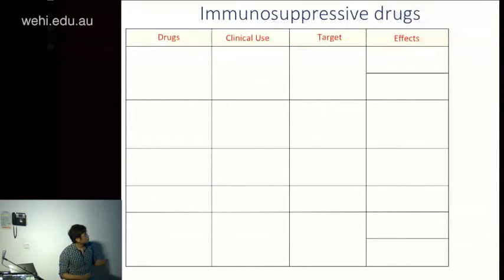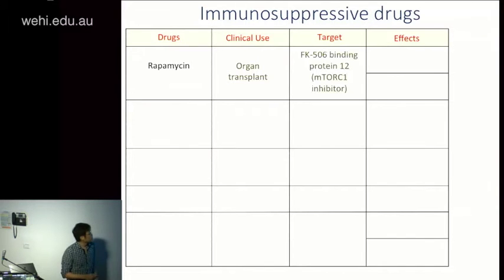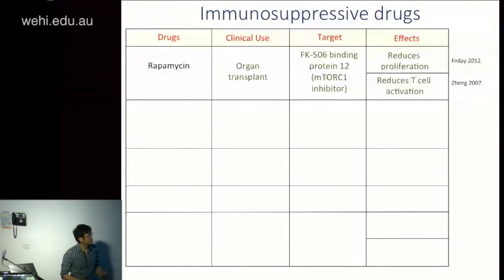So these are the examples of immunosuppressive drugs that I'll be presenting today. The first drug we'll be talking about is rapamycin, which is used for the treatment of organ transplantation. It targets the FK binding protein 12, which downstream of that inhibits the mTORC1 signaling pathway. Now, one of the effects of rapamycin is that it reduces proliferation, and it can reduce the activation of T cells.